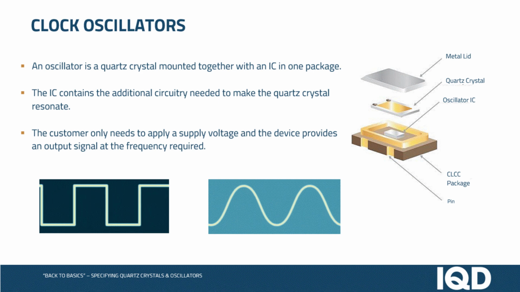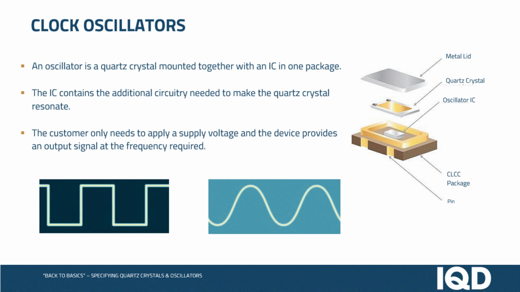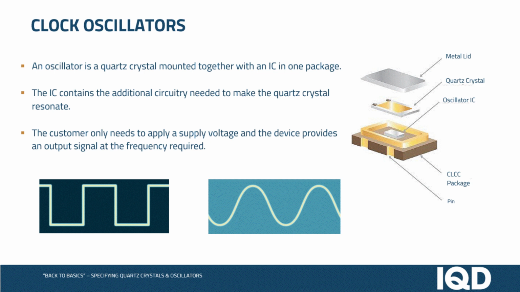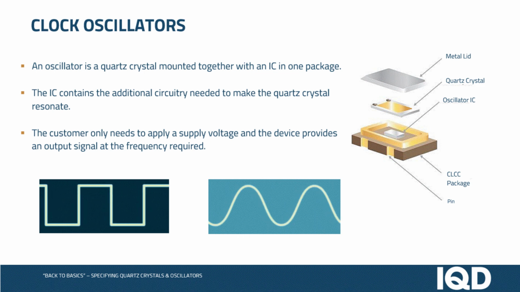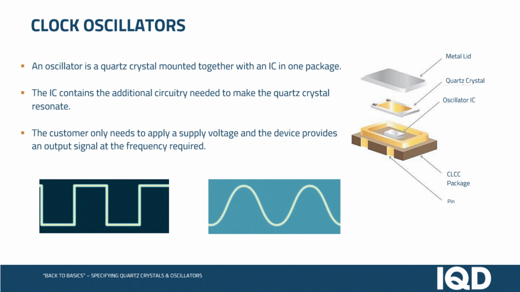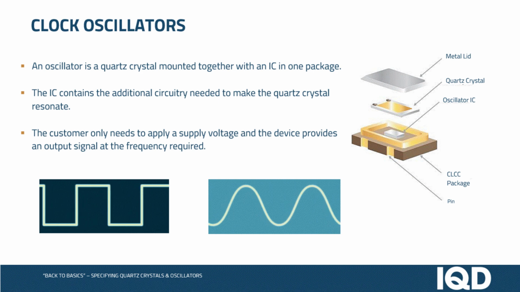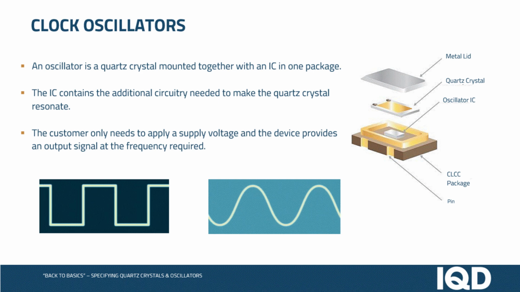We now come to clock oscillators. As I'm sure you all know, an oscillator is a quartz crystal mounted together with an IC in one package, and the IC contains the additional circuitry needed to make the quartz crystal resonate. You as the customer only need to apply a supply voltage and the device provides an output signal at the frequency required. The diagram on the right gives you an idea of how the device is constructed. It consists of a ceramic leadless chip carrier package with an IC mounted inside. The quartz crystal with the electrodes we discussed is mounted above the IC, and a metal lid is sealed on top. That device then becomes a complete unit and gives you a waveform as per the examples, whether it's square wave or sine wave.